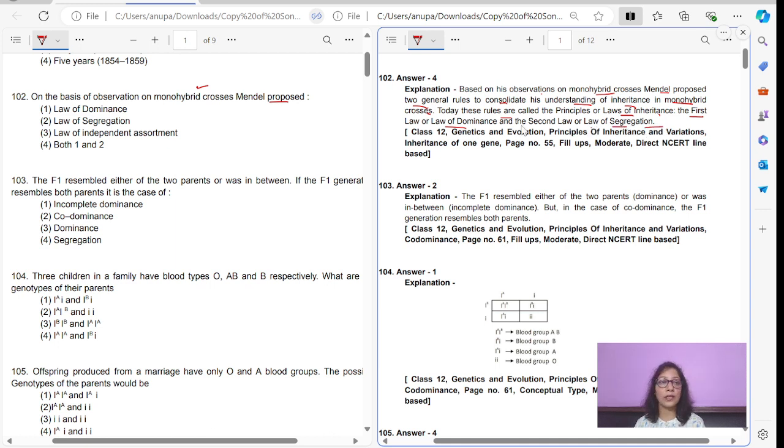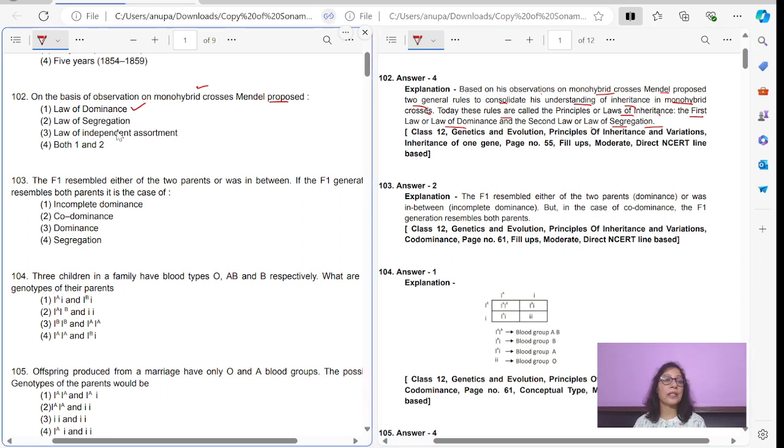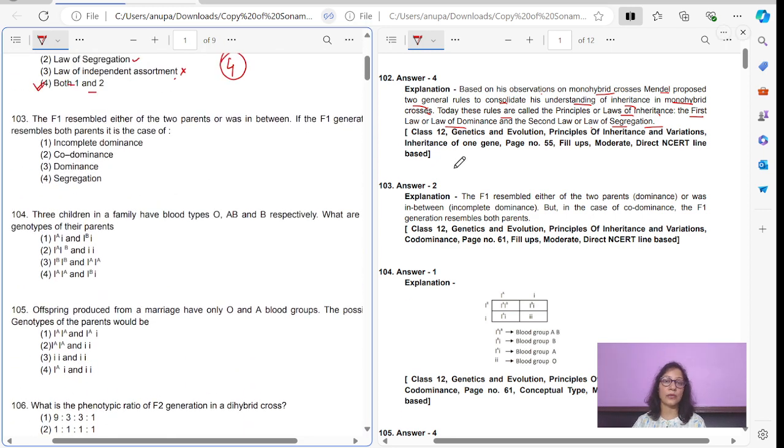Now let's read the options. The first option is law of dominance. This is correct. The second option is law of segregation. This option is also right. Third is law of independent assortment. This is not right. He gave only two laws on the basis of monohybrid crosses. And the fourth option is both 1 and 2. It means our answer for this question will be option 4, that is both 1 and 2. Now let's move to the next question, that is question number 103.